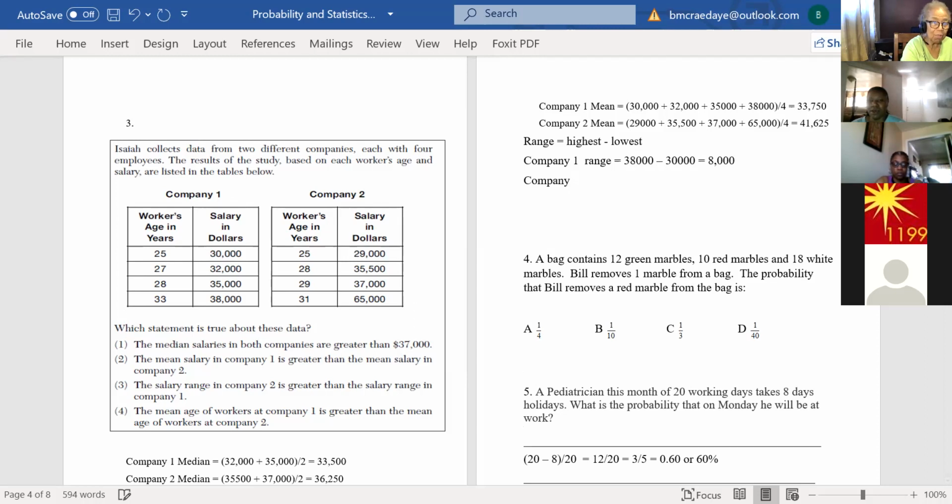Company two, what would be the range? 65,000. Okay, very good, because that's the highest, right? So the highest is 65,000. And what's the lowest? The lowest is 29,000. Okay, 29,000. So when you subtract that, what do you get?